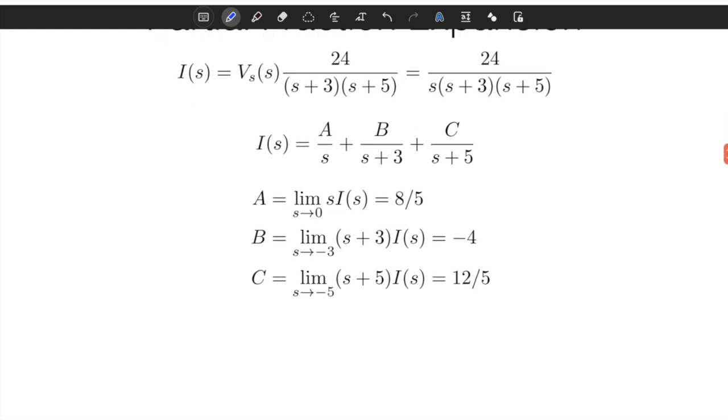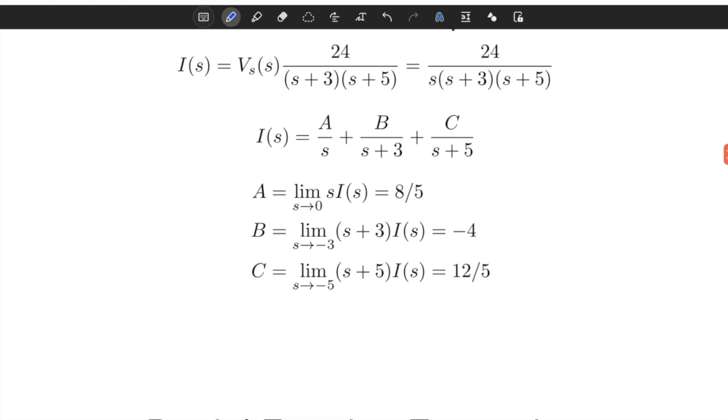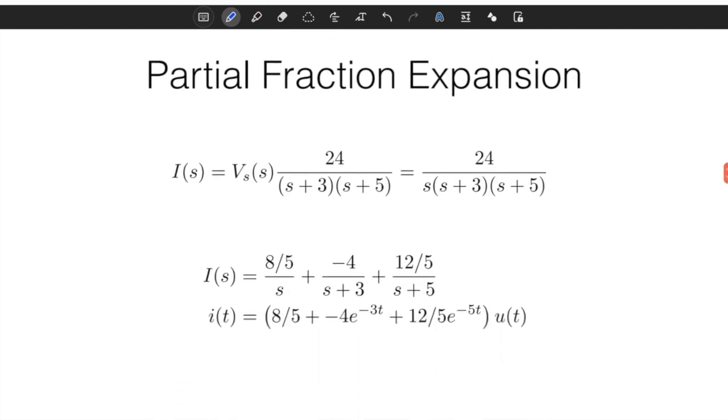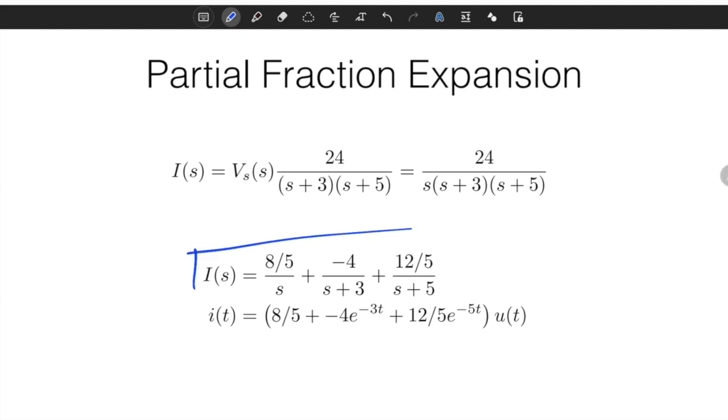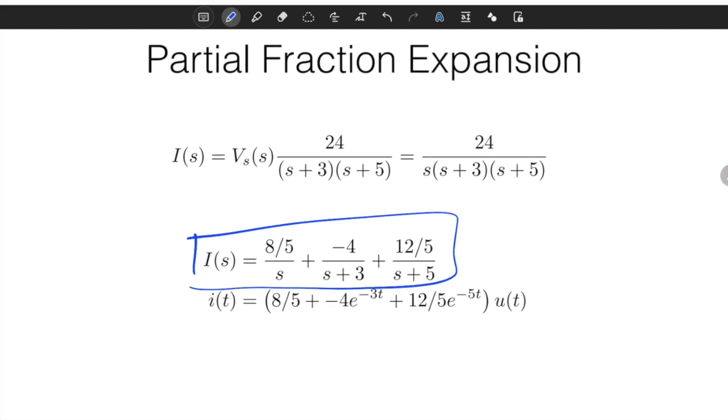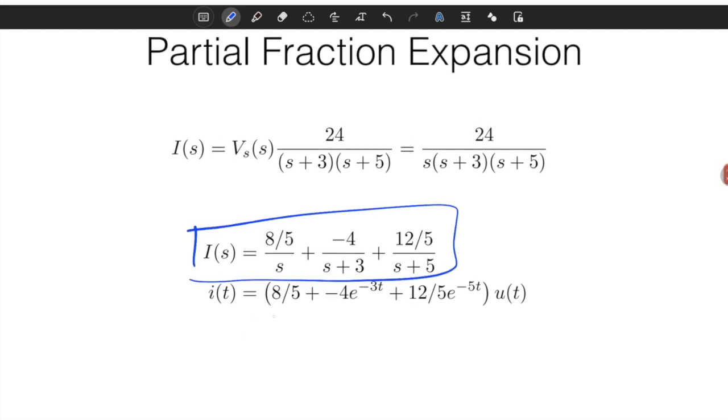Okay, so as you can see, if you have single first order roots, if they're not repeated, you can isolate them from the remaining part of the Laplace transform expression. This is so powerful. Before generalization, since we computed A, B, and C, I have this component. What I can do is take the inverse Laplace to find the full time domain expression: 8/5 minus 4e^(-3t) plus 12/5 e^(-5t). Okay, cool.